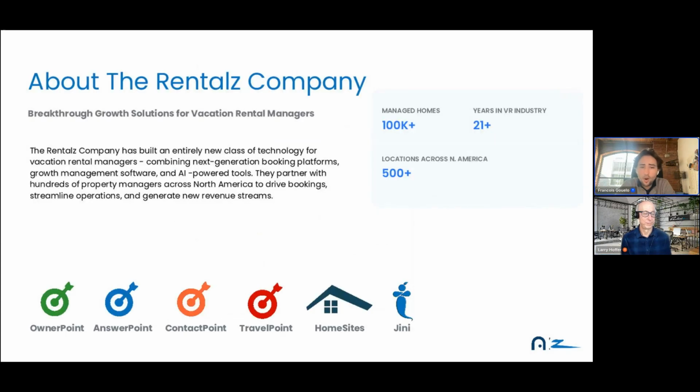I love it. You guys have quite a few solutions. You mind just briefly talking about each of them? Sure. So we have two pillars of our business. One is the rentals.com booking platform. So it is a booking platform that is an alternative to Airbnb and the OTAs. It's a hybrid between Book Direct and the OTAs. And we have that suite of services.